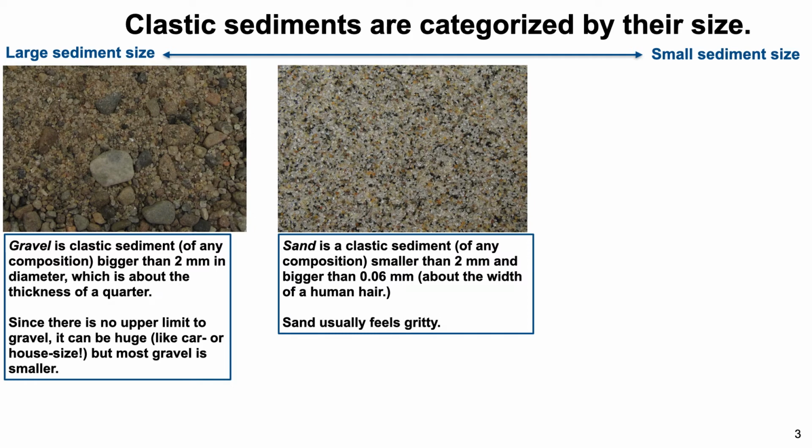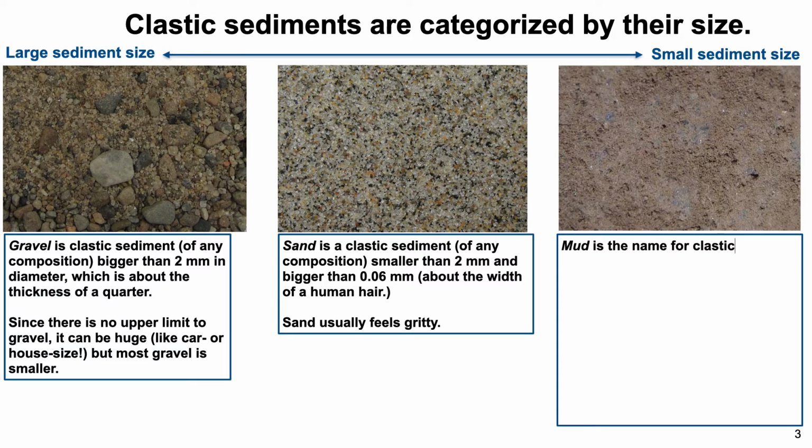Usually it's practically anything that feels gritty. So maybe in everyday life we might think of something that's bigger than 2 millimeters as sand, but technically that usually moves a little differently, and geologists consider that to be enough of a difference to be considered gravel. Mud is the name for any clastic sediment that's smaller than sand. And so this gets into the thickness of a human hair, smaller than 0.06 millimeters.